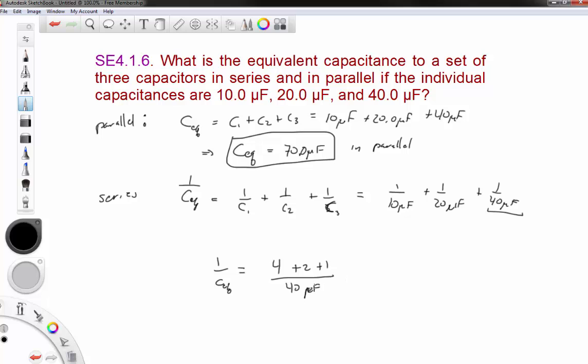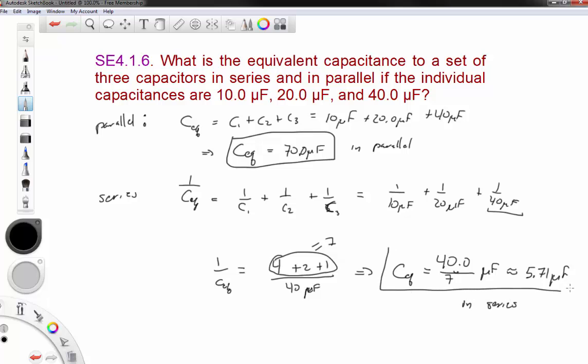And so this obviously is going to give us 7, and so the equivalent in series must be 40 sevenths, or 40.0 sevenths of a microfarad, which is of course going to be, if we round off to 3 significant figures, 5.71 microfarads. So 5.71 microfarads is the equivalent in series. So that is our 3 short examples for this part of the lectures.